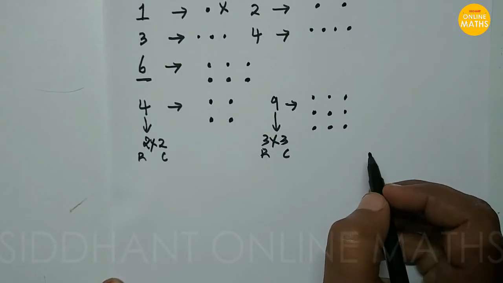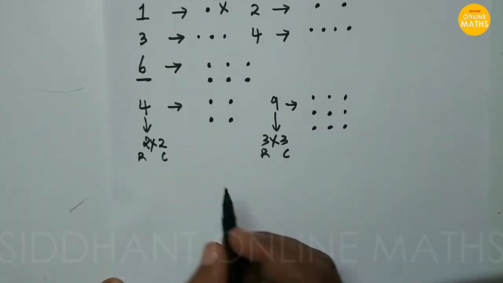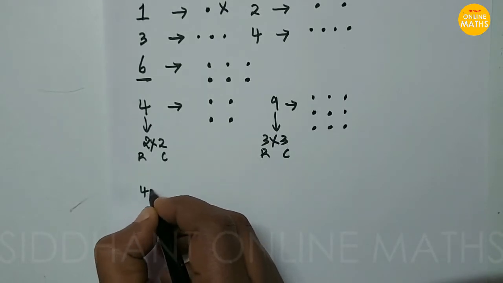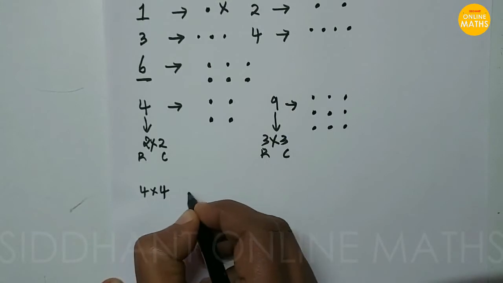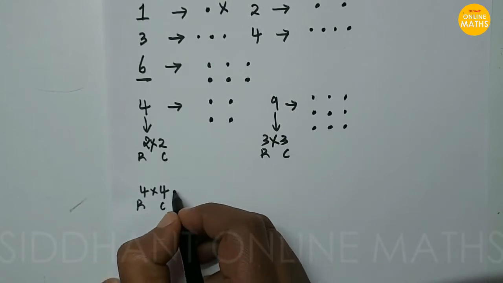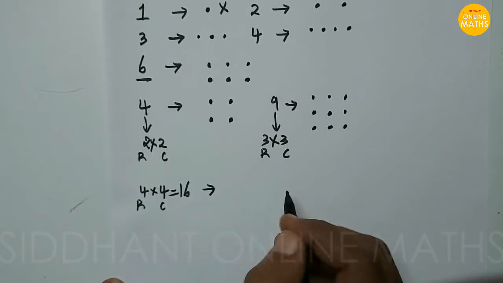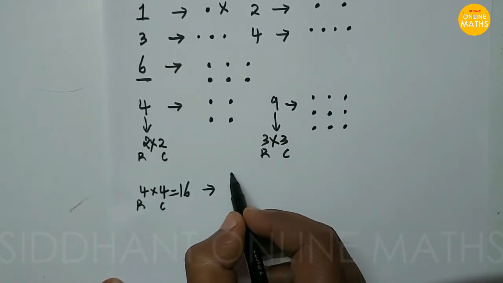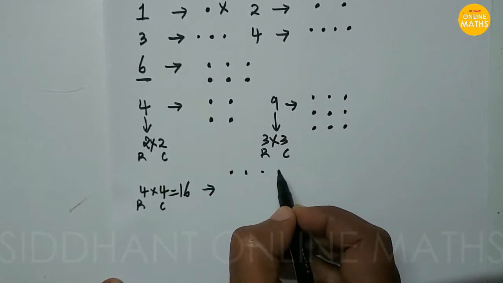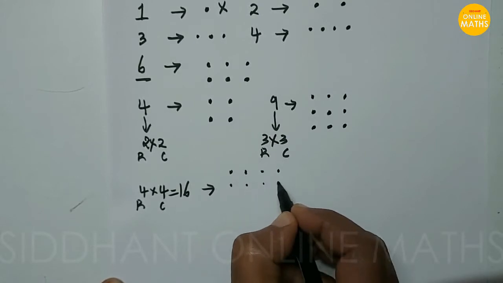Now if you want to increase the size of your square, then you have to increase that number, that is 4 into 4. Here this is the row part, this is the column part. We know that 4 into 4 is 16. So if you take a number 16, then you are going to see a big square. So this is 1, 2, 3, 4. Again 4 dots we are going to keep.